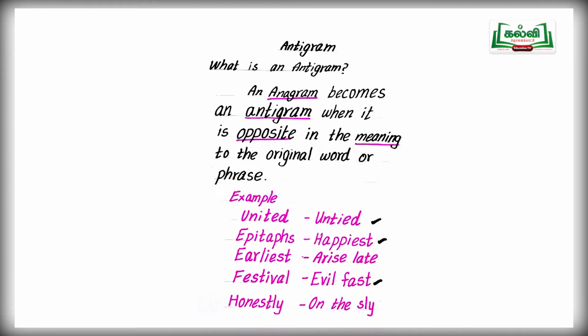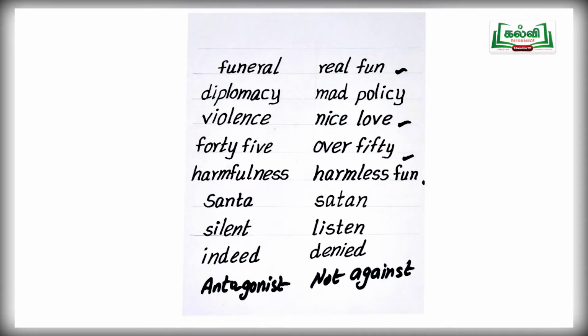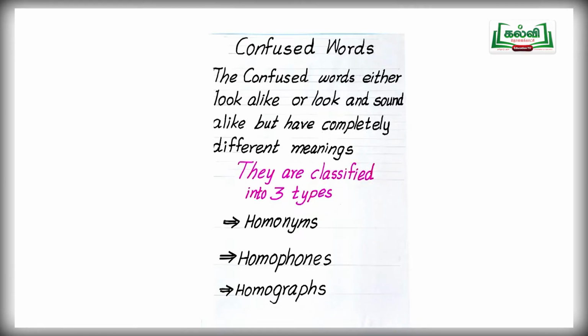Now, let's see the antigram. What is an antigram? An anagram becomes an antigram when it is opposite in meaning to the original word or phrase. Shall we see some examples? United, untied. Epitaphs, happiest. Festival, evil fast. Funeral, real fun. Violence, nice love. Forty-five, over fifty. Harmfulness, harmless fun. Antagonist, not against.